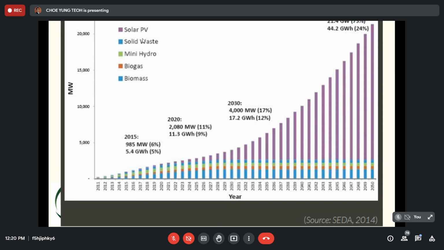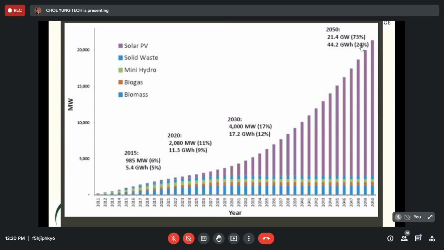So the potential of solar PV in Malaysia is so huge. You can see that SEDA only targets solar PV. The expected growth, almost 100%, is contributed by solar PV. Okay.